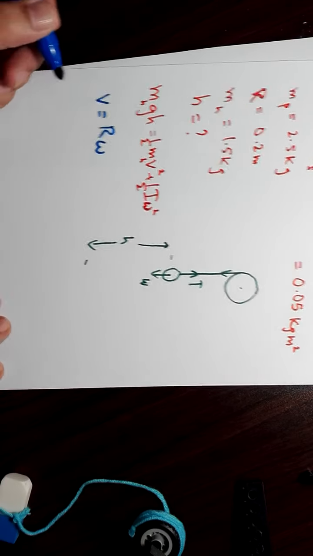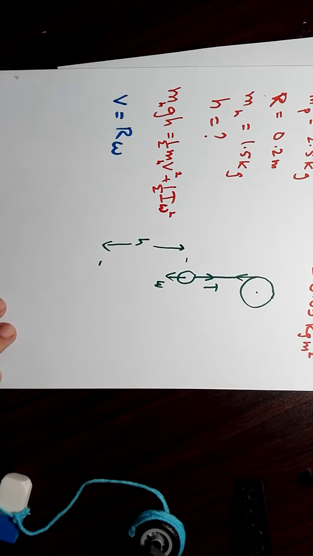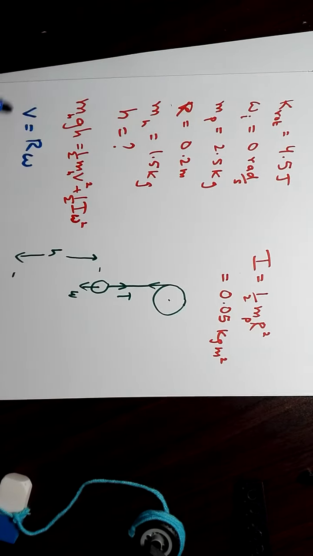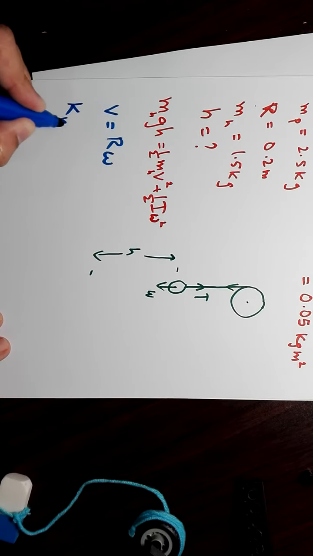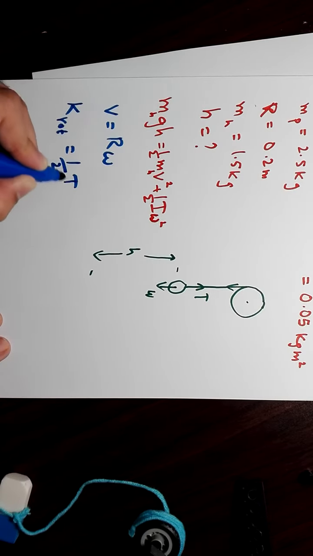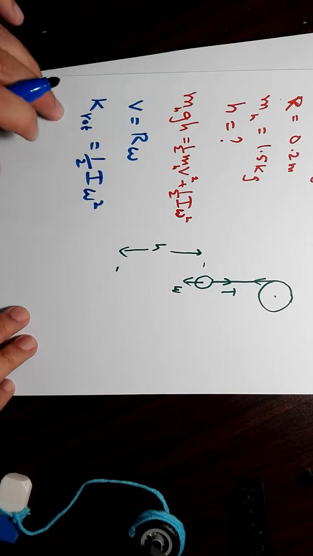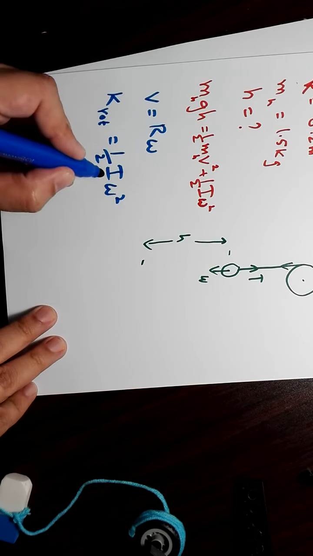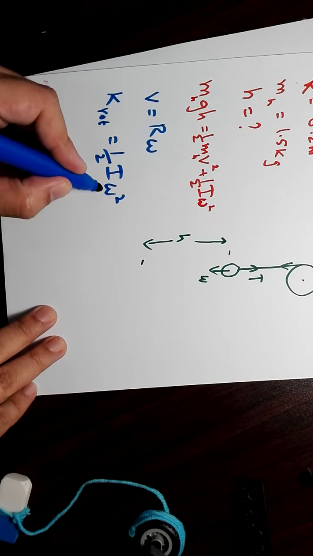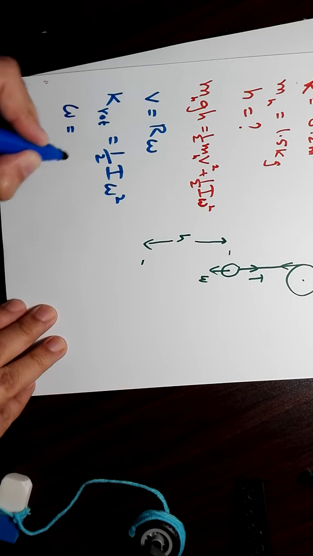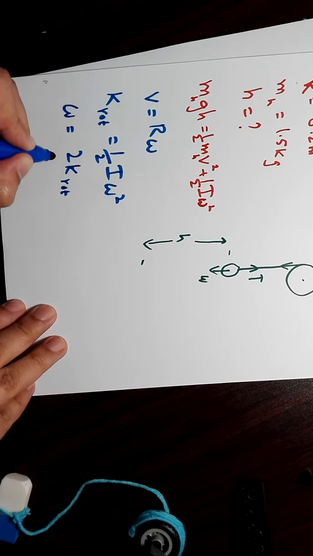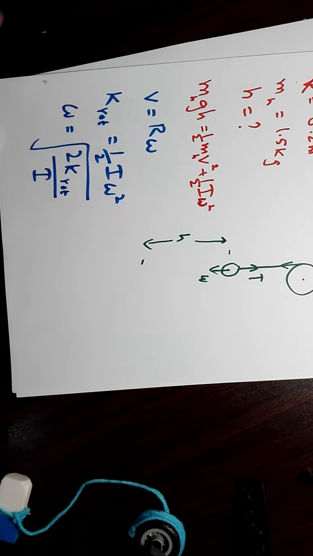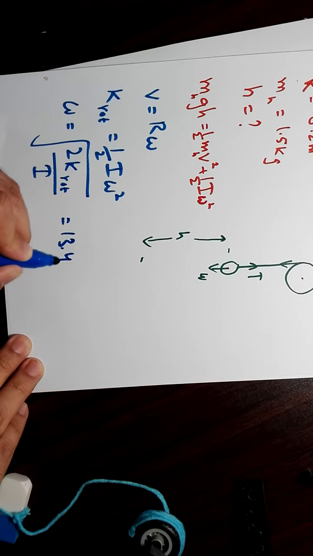So let's see how we can find omega. Now the rotational kinetic energy of the pulley is given, right? So K rotational, remember, is half I omega squared. We know K rotational is 4.5 joules, and we know the moment of inertia of the pulley, so we can get omega. So omega is equal to the square root of 2 times K rotational divided by I. If you plug in the numbers, you will get 13.4 radians per second.